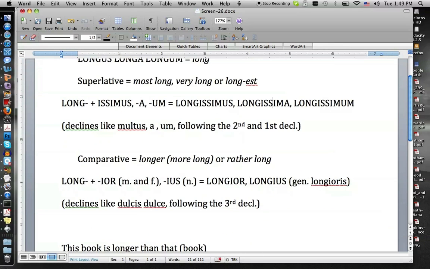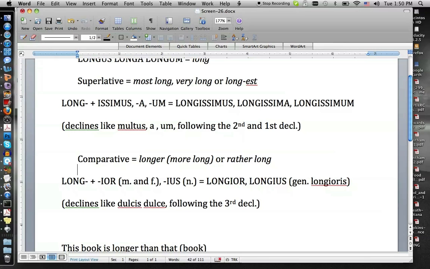The comparative is the form of the degree of the adjective that you use to compare two things, or sometimes even to say rather long. So when you compare, you say something is longer than another, or you might just say something is rather long. So the comparative form in Latin is equivalent to these two expressions in English.